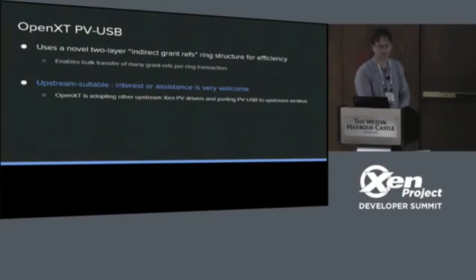Okay. So one of the more unusual things about the implementation of PVUSB that we have is it uses two layers of grant references, so that in order to make efficient use of passing data through the ring, reducing pressure on the ring, the grant reference that goes into the ring is a reference to a page containing grant references. This enables efficient bulk transfer of data between the front and back ends.